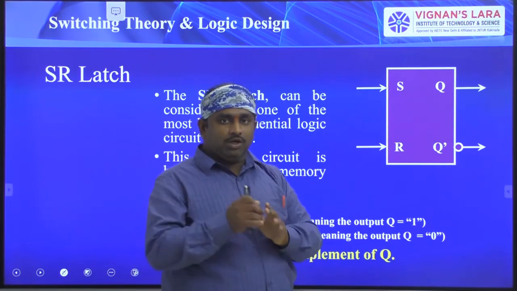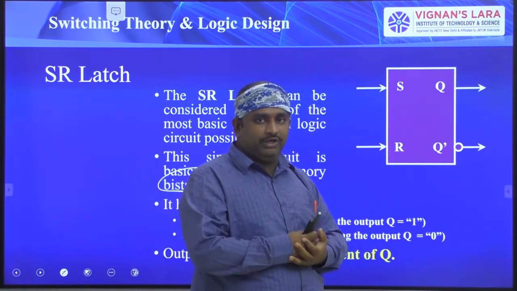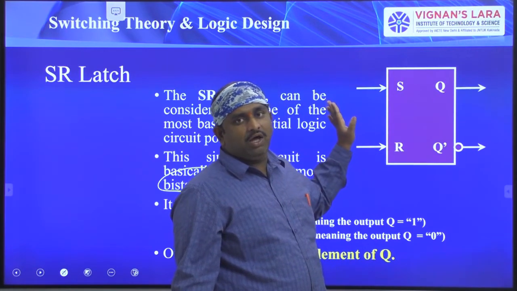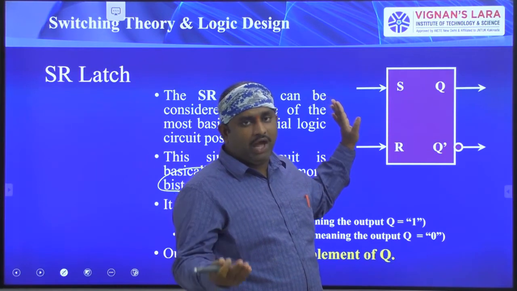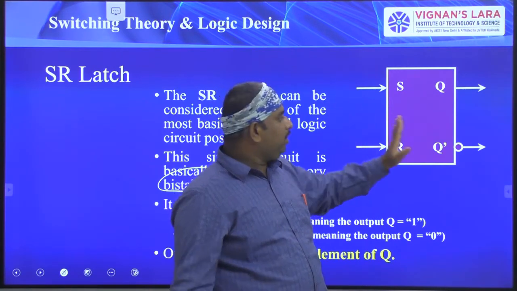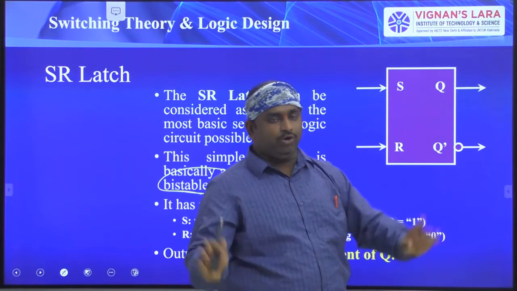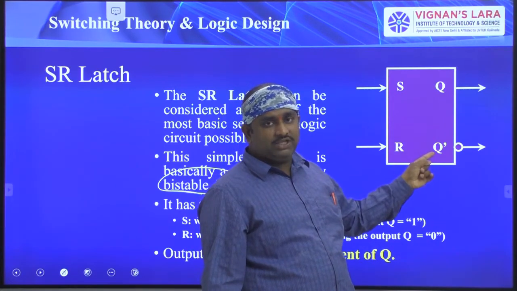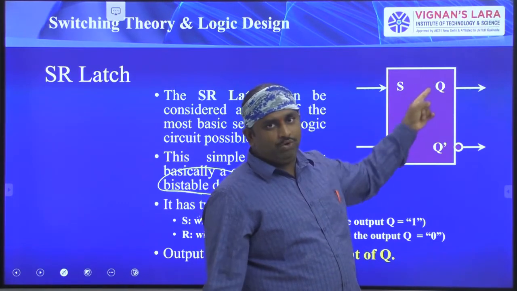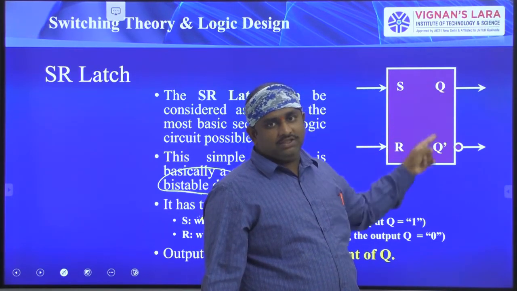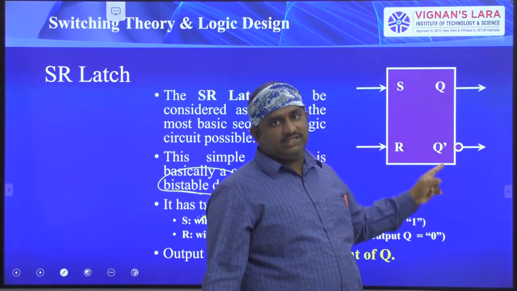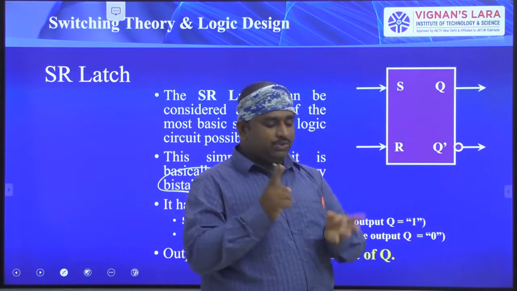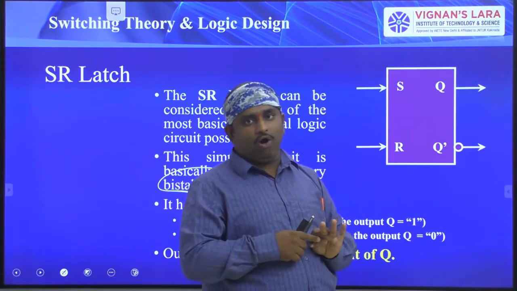Before going to see this operation deeply, first see here, you have 2 inputs, 2 outputs. Whatever number of inputs you have is not fixed. Here you have 2 outputs. These are the 2 standard outputs. The first one is the original output. The second output is the complemented output. If it is Q, this is Q bar. If it is Y, this is Y bar. If it is X, this is X bar. One is the original output, the second one is the complemented output.